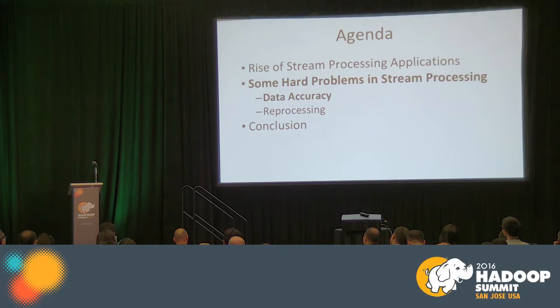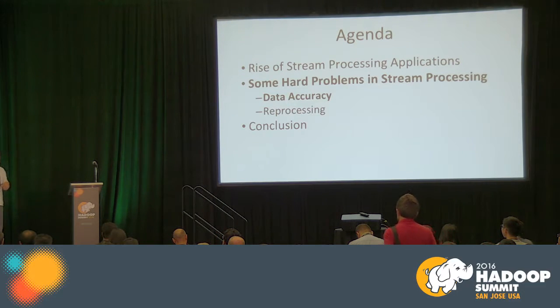Now, we need stream processing platforms to help us do large-scale stream processing applications. What are the hard problems? Other problems in distributed systems also need to be solved here, for example scalability and fault tolerance. We're not going to talk about those common problems. We're going to focus on two specific problems that you will face when doing stream processing, which feel hard or tricky to solve. One is the data accuracy problem. The other is reprocessing.